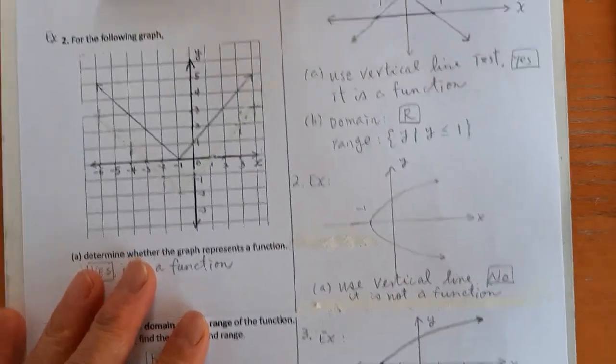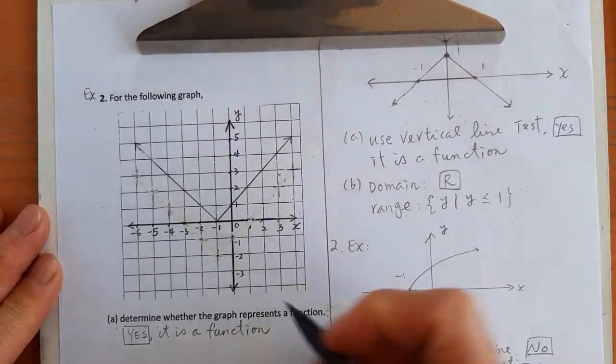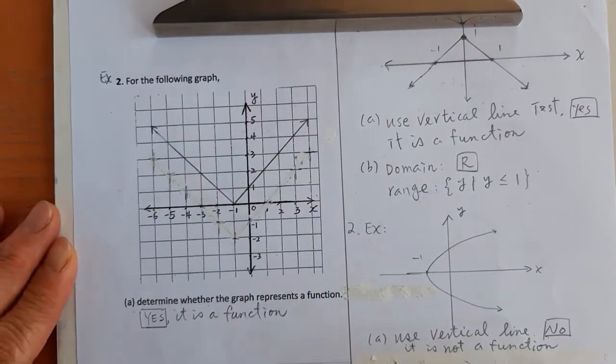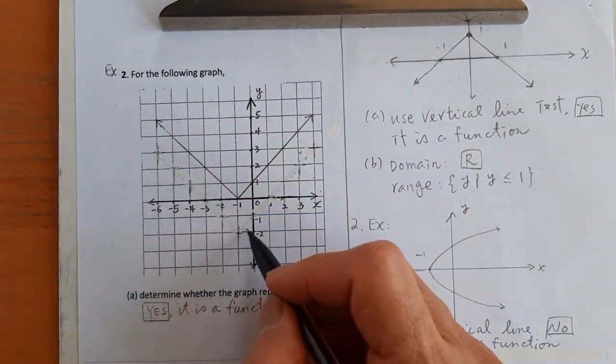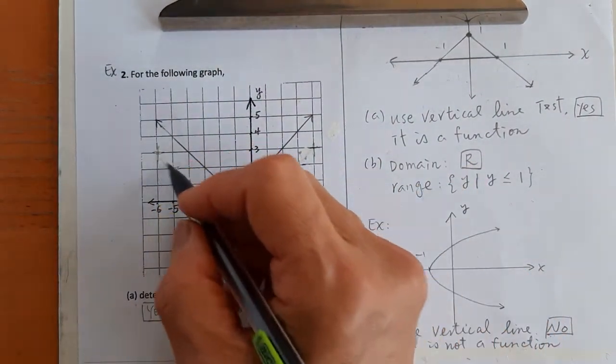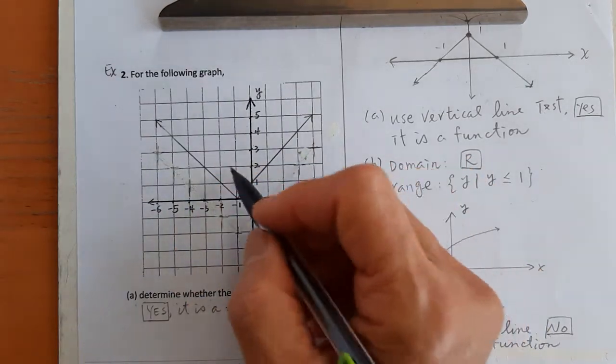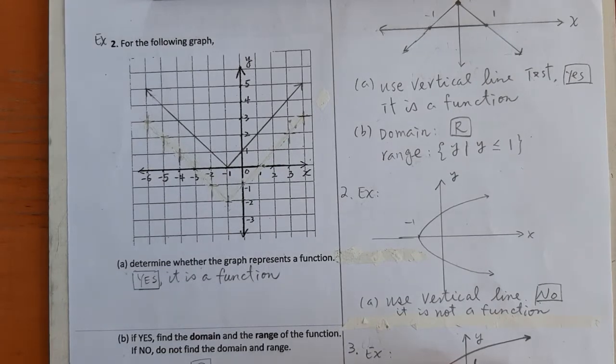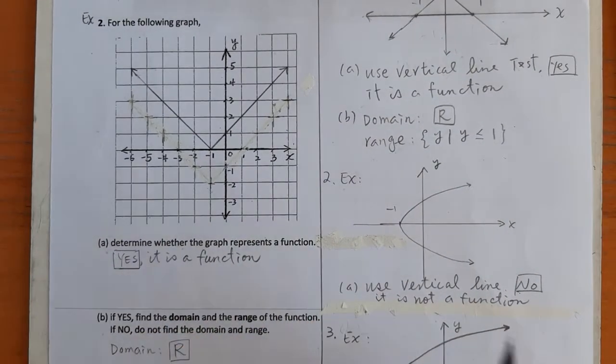Then example 2. Also a graph. This is an absolute value graph. Your homework has this V shape here, but I erased it and changed it to this as an example. So determine whether the graph represents a function.